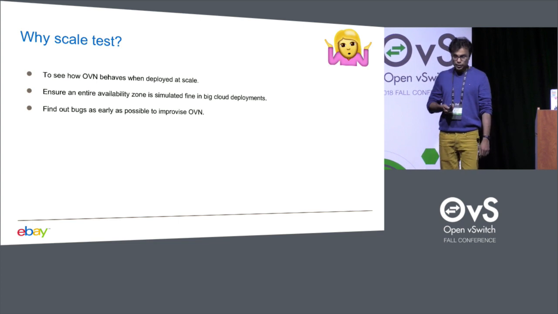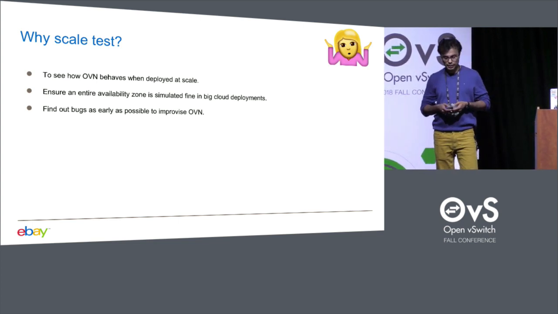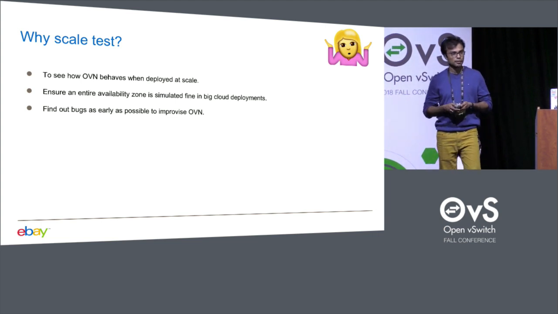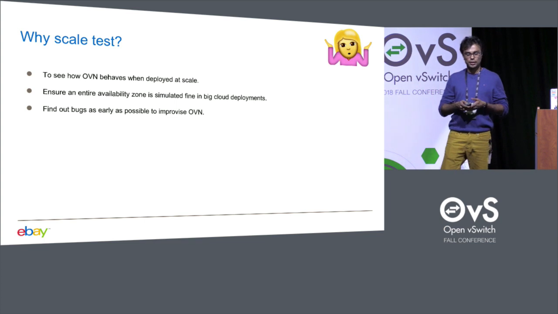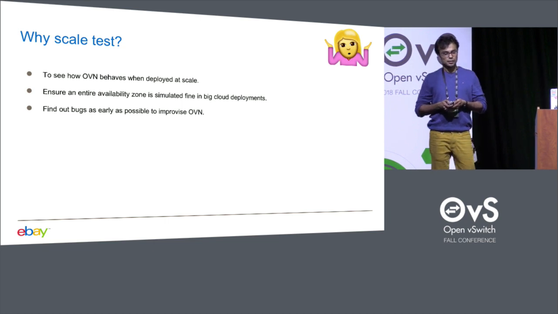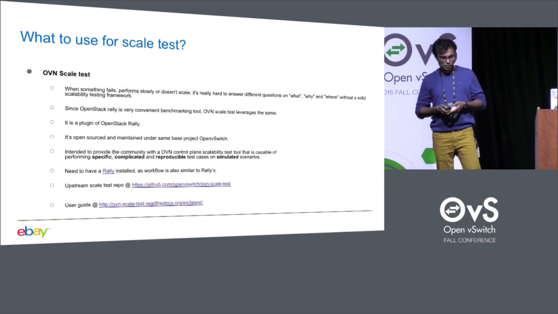So the idea is, why do you want to have a scale test? We wanted to simulate the case where, in a big cloud deployment like eBay, you want to simulate an entire availability zone. You want to make sure that OVN can handle that load, make sure it's behaving correctly, and also, of course, make sure bugs are identified and fixed as early as possible.